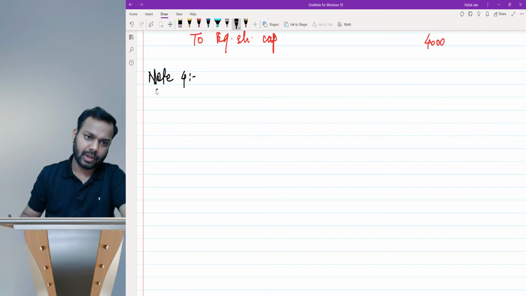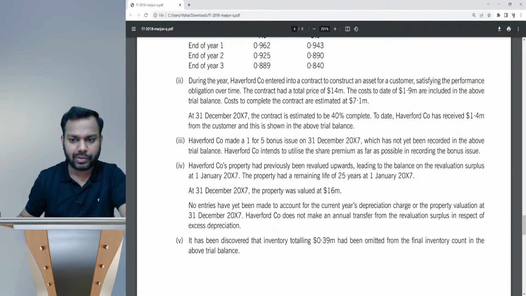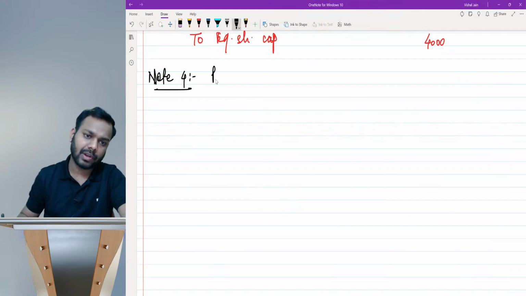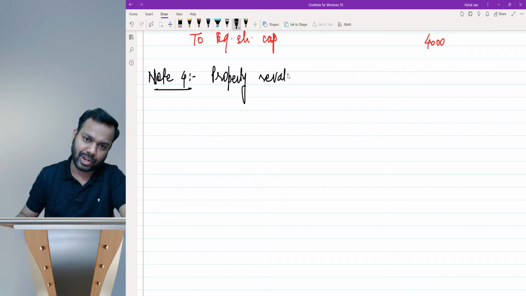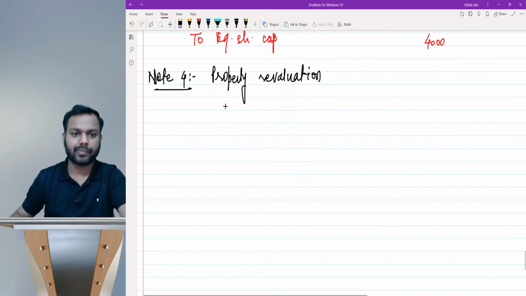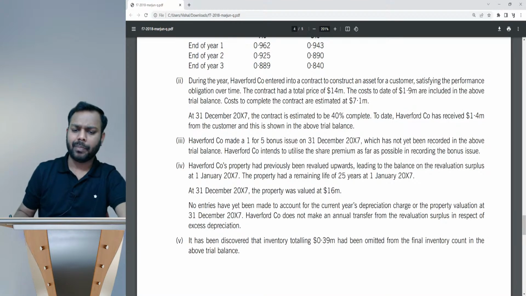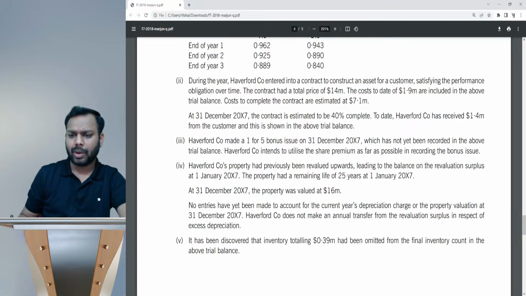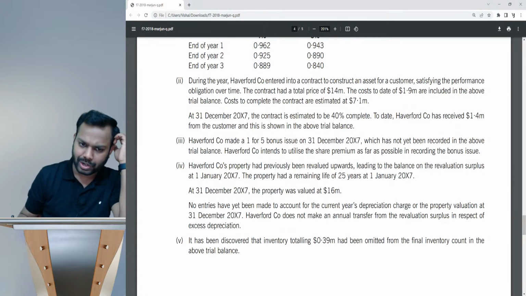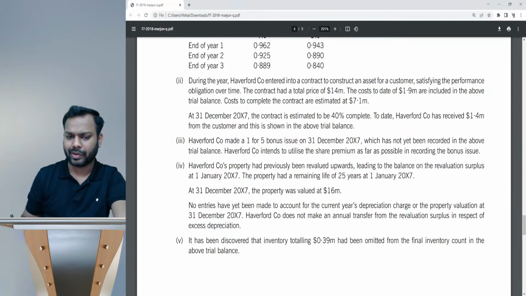Note 4 deals with property revaluation. Now what does it say? Haverford company's property has previously been revalued upwards, leading to a balance on the revaluation surplus on 1st January 2007. The property had a remaining life of 25 years on 1st January 2007. As at 31st December, the property is valued at a new amount.